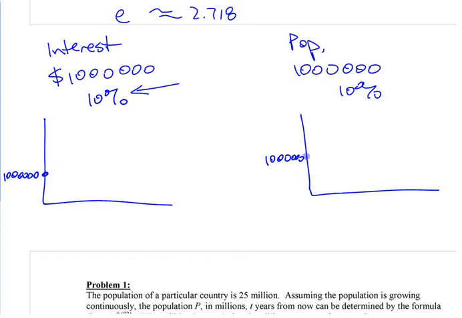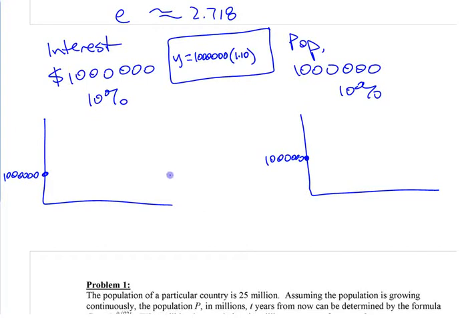The population growth we've already seen. How do we model both of these with our exponential knowledge now? How do we model it? What function would we use? Y equals something times something to the power of something, right? 1,000,000 times 1.10 to the power of x, whatever, right? The time. That's how we're modeling both of them.